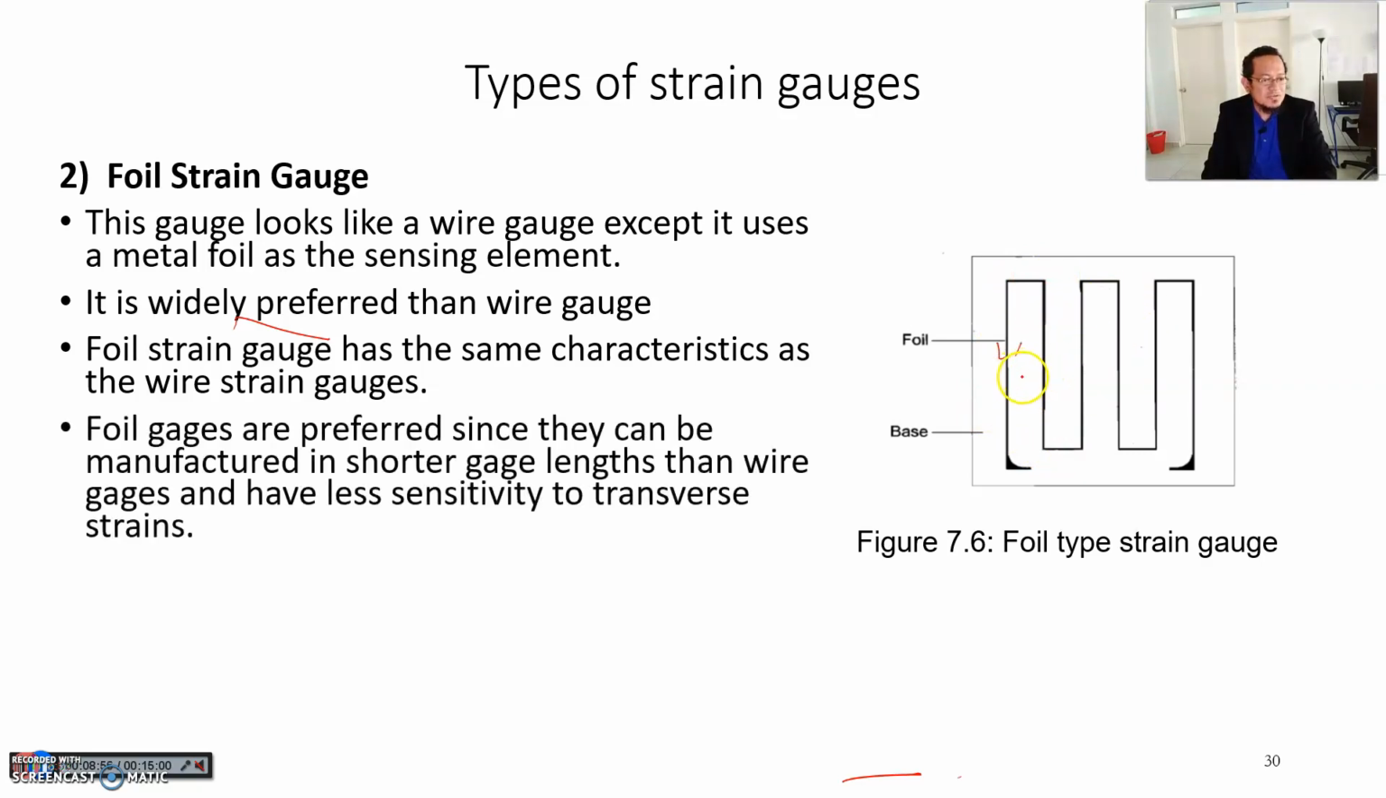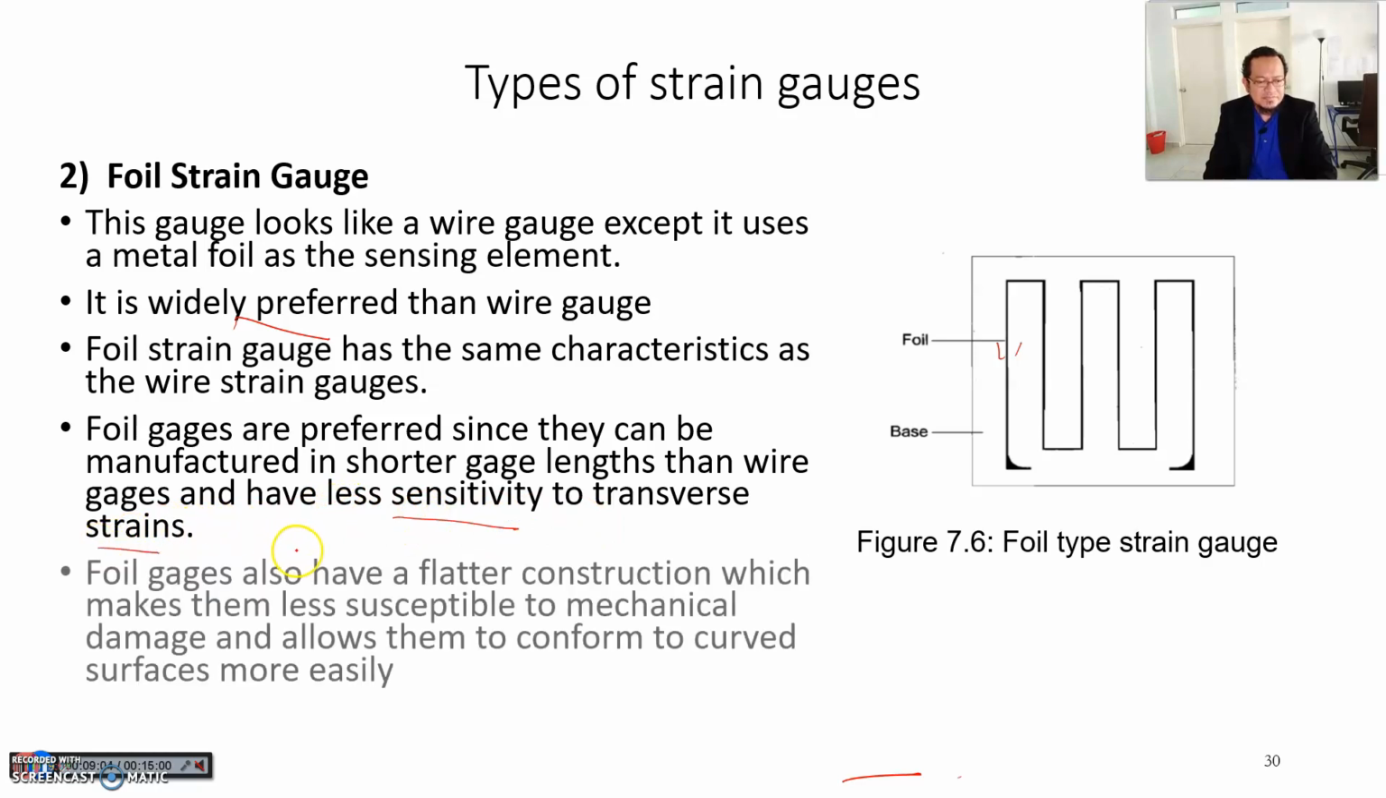Foil gauges are preferred since they can be manufactured in shorter gauge lengths than wire gauge and have less sensitivity to transverse strain. It also has a flatter construction, which makes them less susceptible to damage. If you have a wire, it may be a little bit bulgy and can easily be scratched. If you have a foil, it's a flat surface, so it's less susceptible to damage and allows it to conform to curved surfaces more easily than a wire.